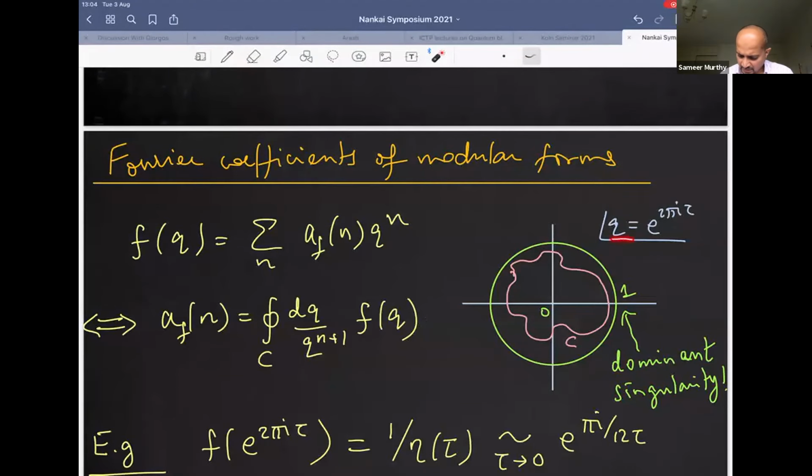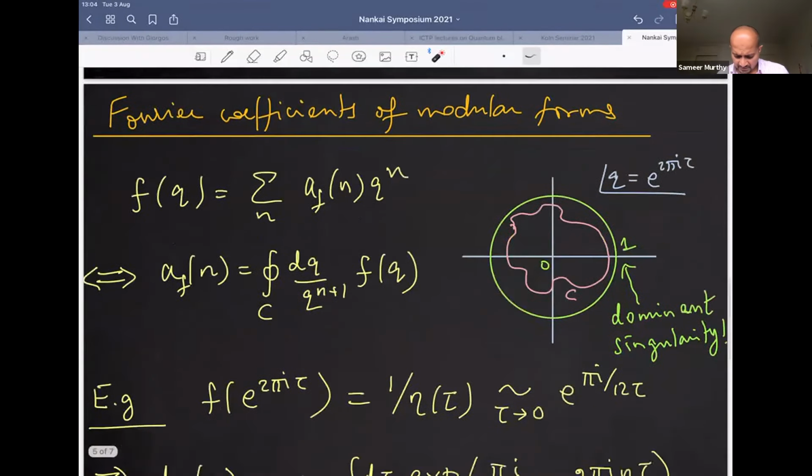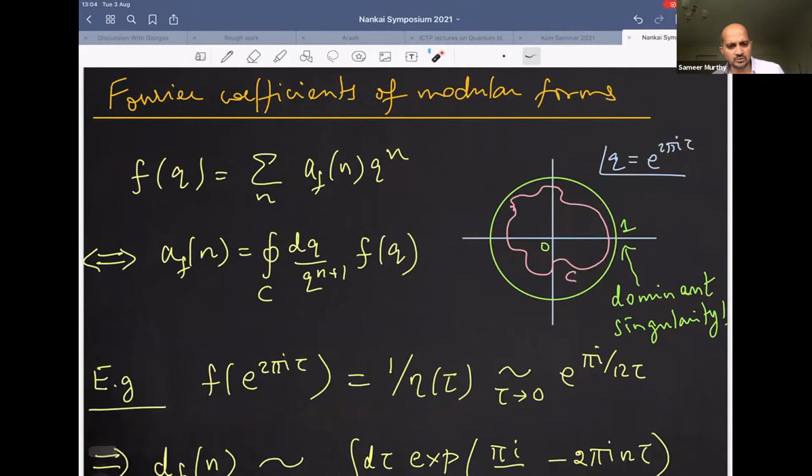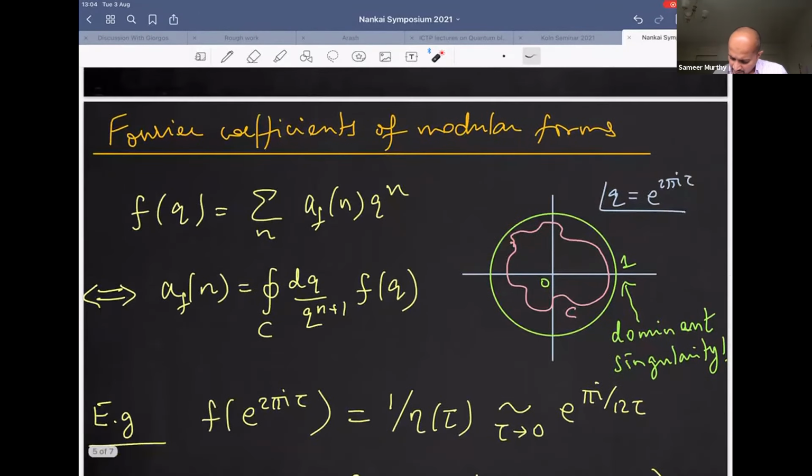Now, in the q plane, remember, the upper half plane in tau maps to the unit disk, and by what we said, these functions are actually holomorphic over here, except maybe at 0. So this contour integral you can deform. Let's take as an example the partition problem, 1 over eta of tau. It's holomorphic inside the disk, but on the unit circle this function becomes singular. And the dominant singularity is at q equal to 1, or tau equal to 0.